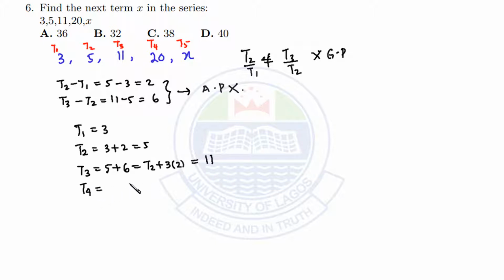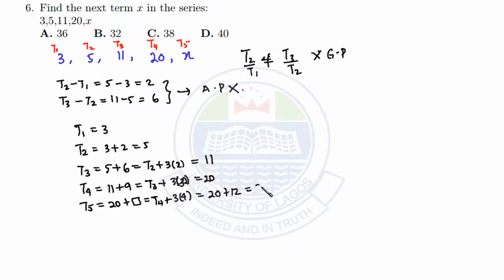And our t4 is 11 plus what will give you 20? I think 11 plus 9 will give you 20, which can be written as t3 plus 3 times 3, because 3 times 3 will give me 9. So this will give me 20. So generally t5 will be t4 plus 3 times 4, since the multipliers go 2, 3, and now 4. That gives 20 plus 12, which is 32. So the correct option here is B.